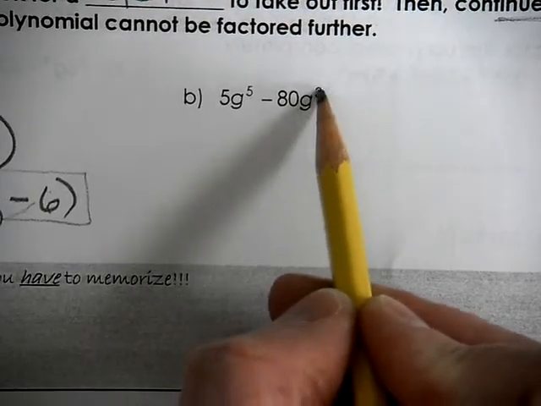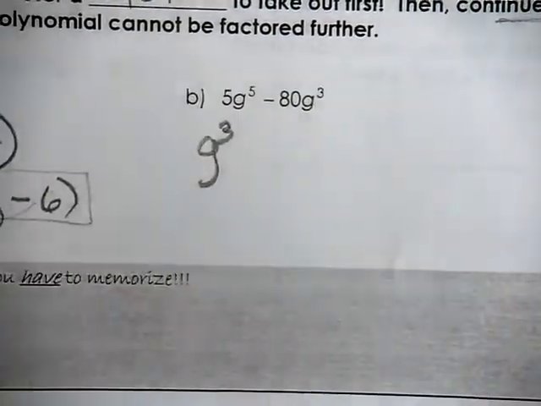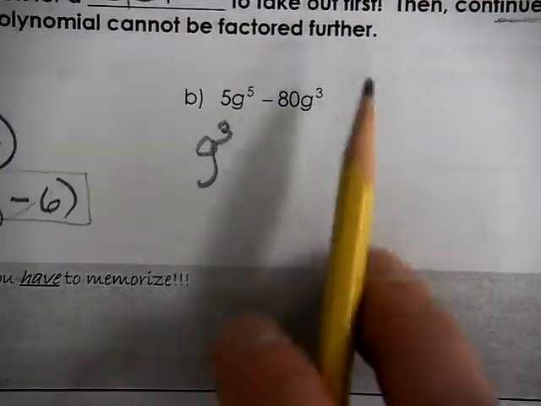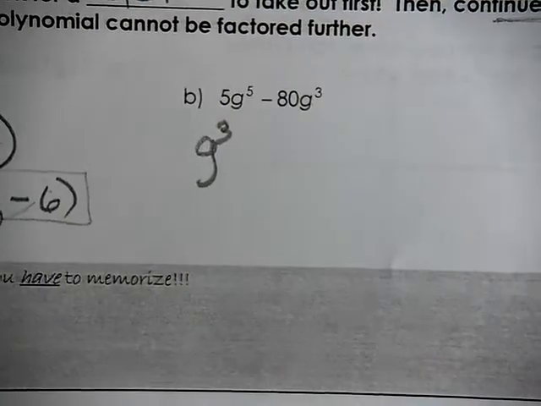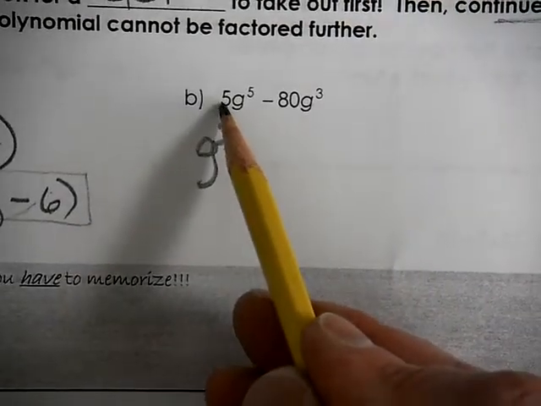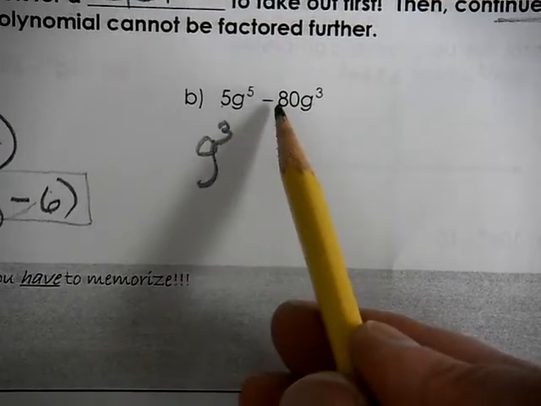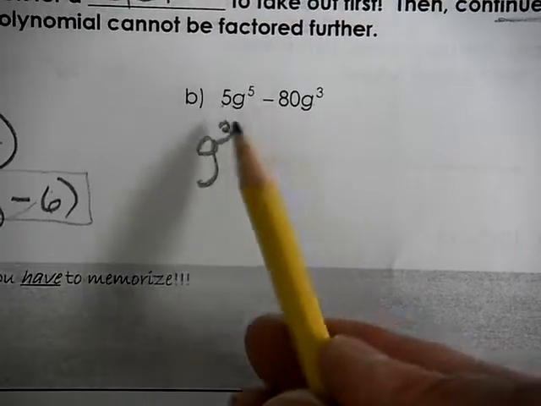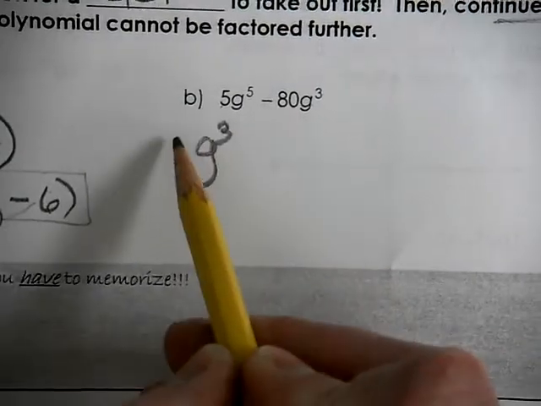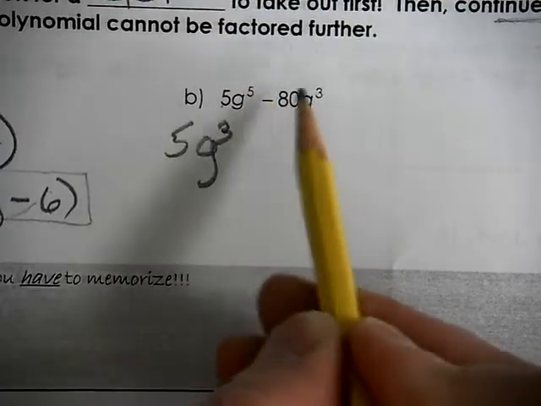Here we're going to look at, it has a GCF. I see that g cubed is the smallest exponent. The 3 is the smaller exponent. That means you can take it out of both terms. Notice that we have a 5 here. This number ends in a 0, which means 5 goes into it. 5 goes into 10 and 20 and 30 and 40 and all the way up to 80. So we're going to factor out a 5g cubed from both terms of this.